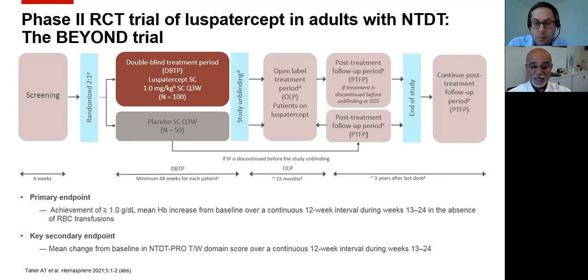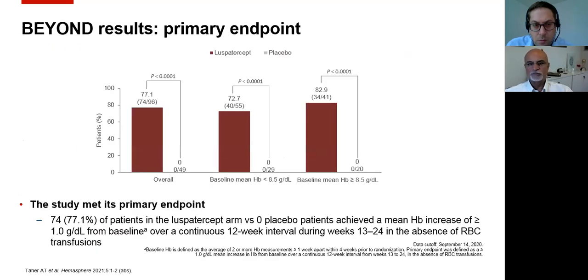So the primary endpoint was an achievement of an increase of 1 gram per deciliter of hemoglobin. And the key secondary endpoint, which is really very important, which is related to the quality of life, is the mean change from baseline NTDT patient-reported outcome, tiredness and weakness score. The study met its primary endpoint. As you can see in this slide, around 77% of patients who were on the luspatercept arm versus 0% of the placebo patients achieved an increase in hemoglobin of more than 1 over a continuous 12-week interval.